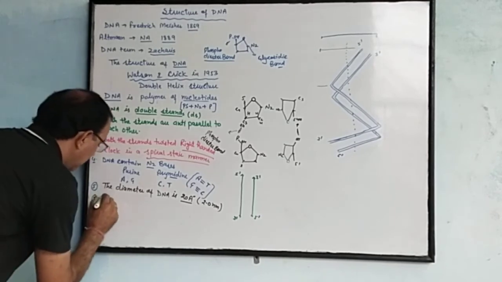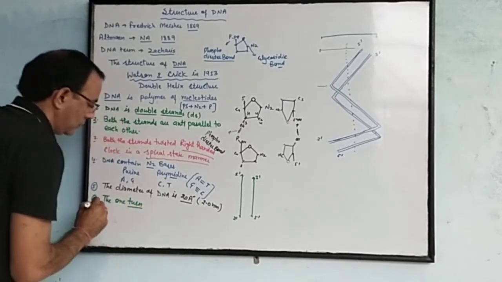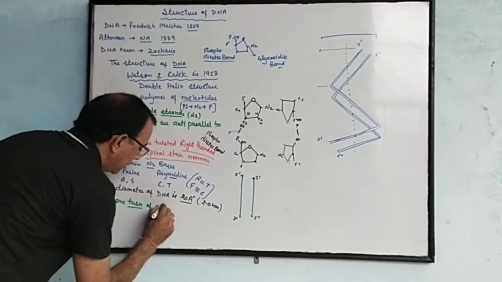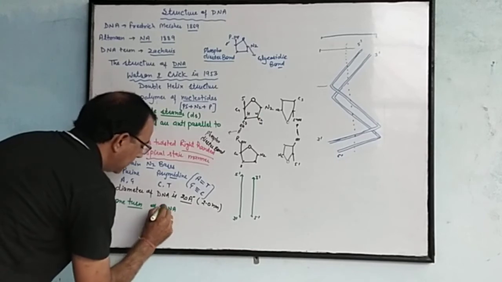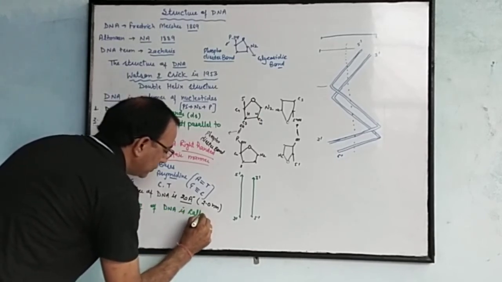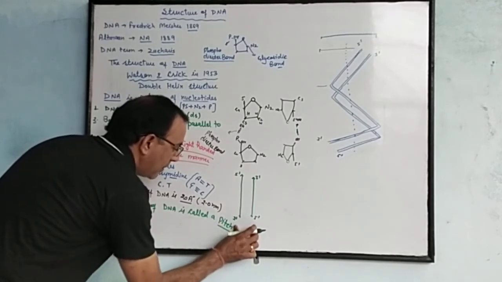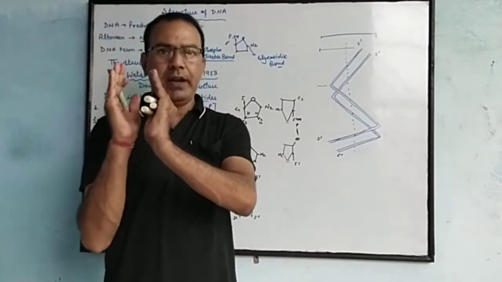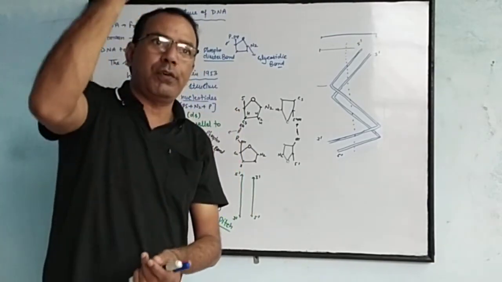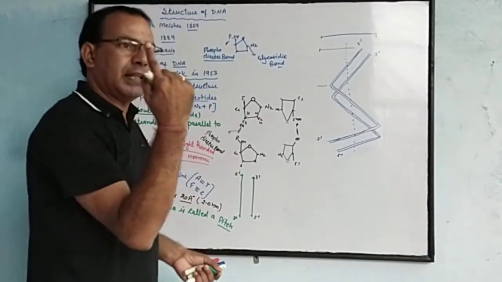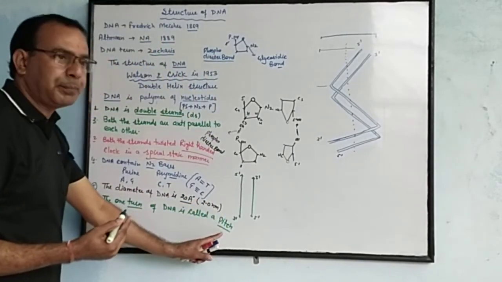Number 6, the one turn of DNA is called a pitch. What is pitch? If we start to climb a spiral stair from the ground floor and reach the top floor, just above the ground floor at the same point, then we have rotated 360 degrees. This 360 degree, one turn is known as a pitch.